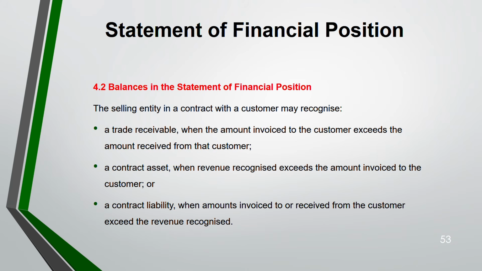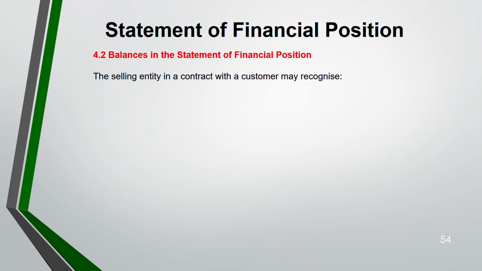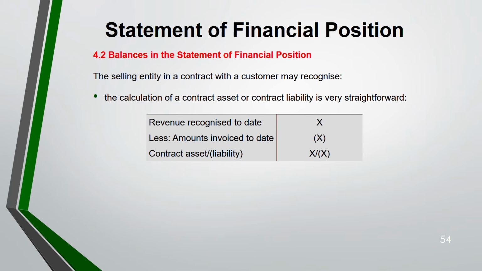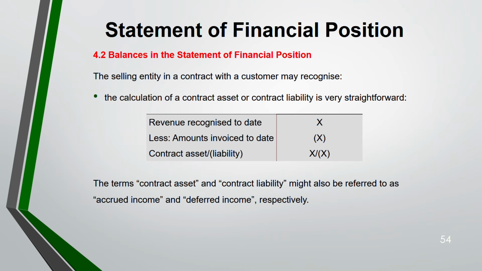Now, the selling entity will do the calculation of a contract asset or a contract liability. For them, this is very easy. The calculation of a contract asset or liability is very straightforward. Just take the revenue, deduct the amount invoiced to date, and get a contract asset or liability. If after you deduct your amount invoiced from revenue you get a positive figure, it's a contract asset. That means revenue is more. And if it's a negative figure, it's a liability. That means revenue is less. The terms contract asset and liability can also be referred to as accrued income and deferred income.